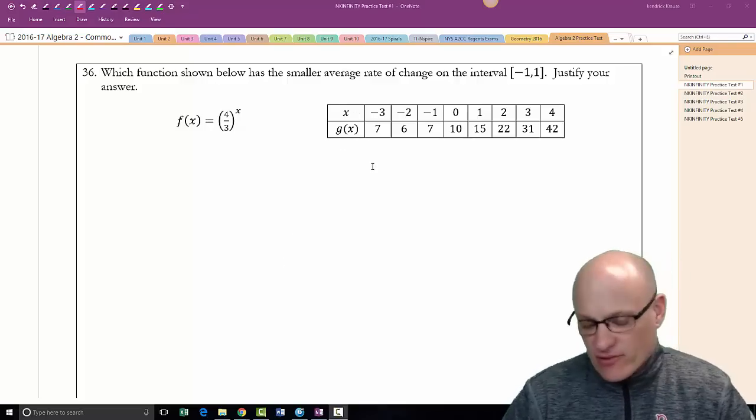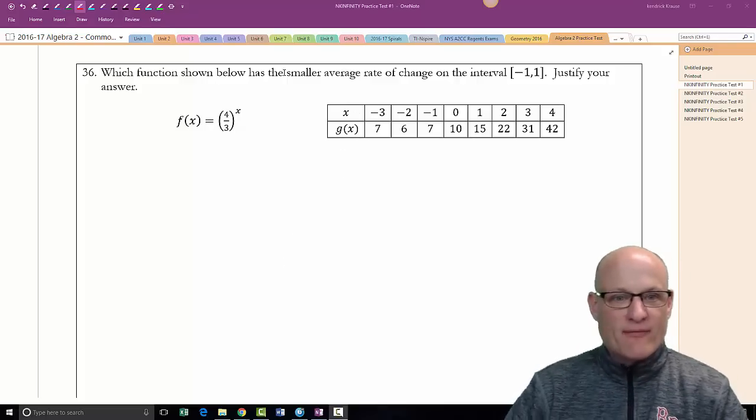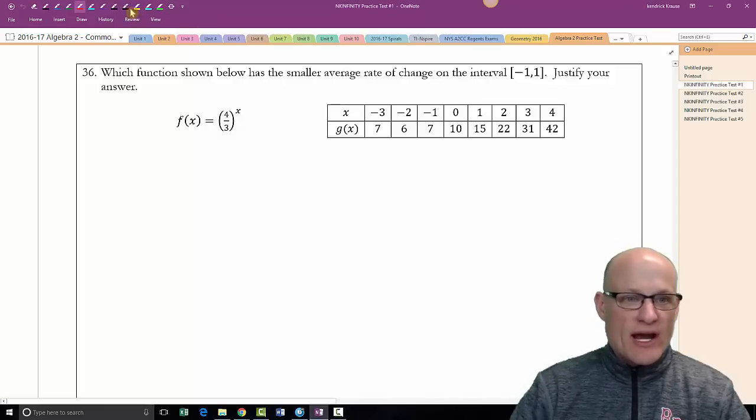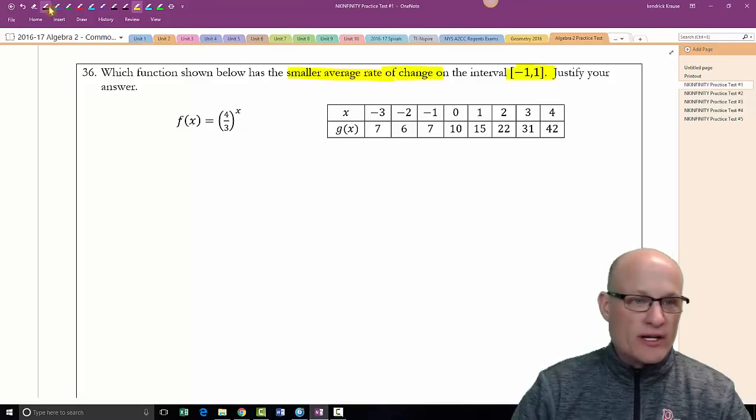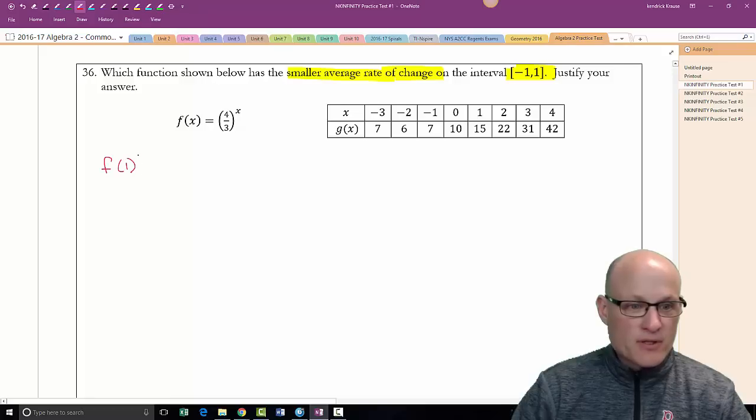All right. This one's an easy one. This one's a straightforward average rate of change. Now, if you don't know average rate of change is just going to be slope, we got issues. And this is the interval between -1 and 1. So what we need to do is find f of 1. Why did I put an extra parenthesis there?